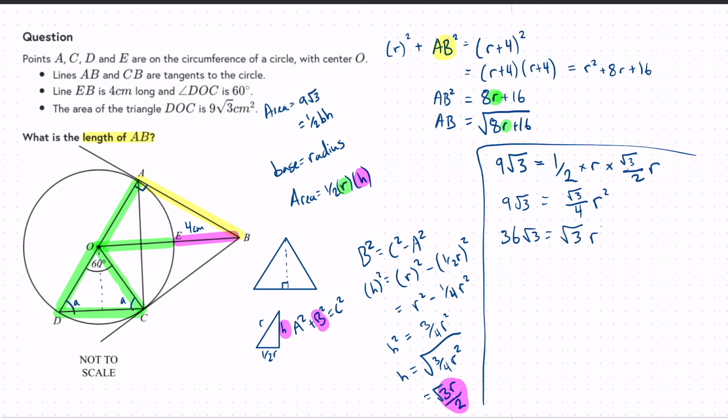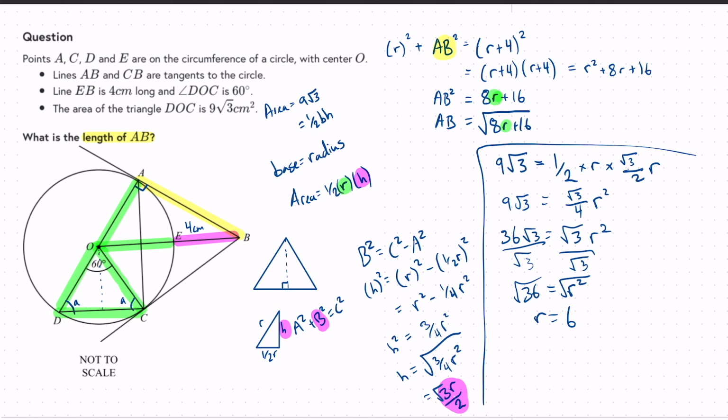The 4 cancels out on that side. I'm going to divide both sides by the square root of 3. So 36 equals r squared, square root both sides. So r equals 6. And in this instance, because it's a real value, it's not going to be a negative number. It's a measurement. We can't have negative values there.